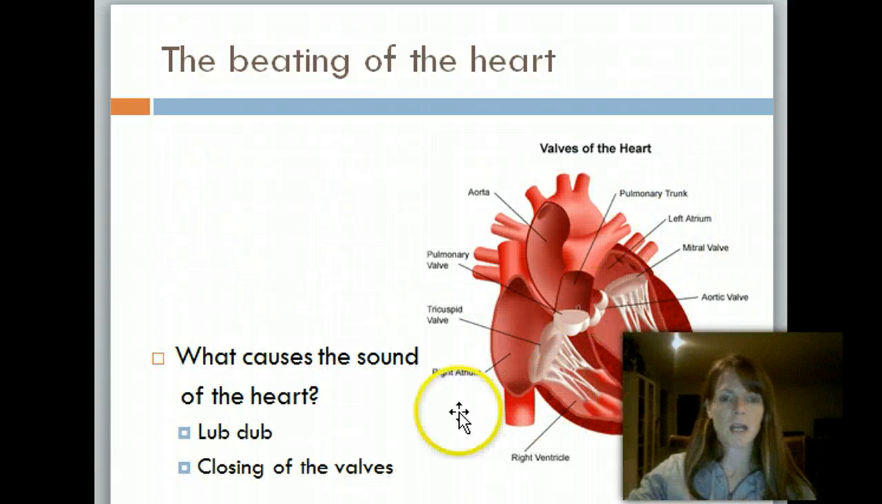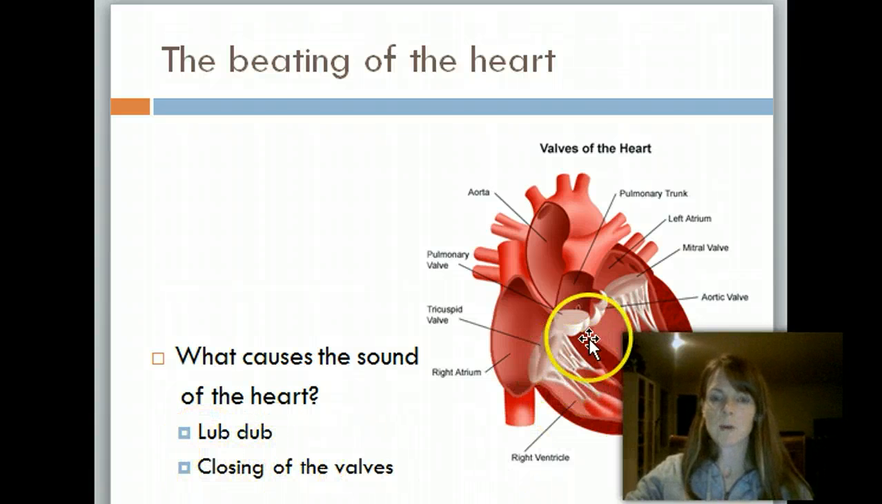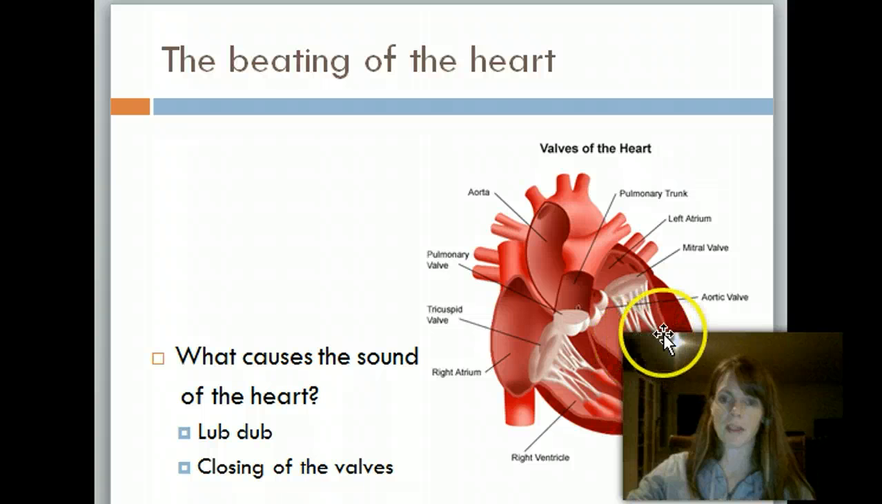Okay, so what causes the sound of the heart? It's called the lub-dub. That's the sound it makes. Lub-dub, lub-dub. And what actually causes that is the closing of the valves. So you have 4 valves total. You have the tricuspid, you have the bicuspid, or we also call these the right AV valve and the left AV valve, okay? And then you have these semilunar valves, or we call them the aortic and the pulmonary, okay?